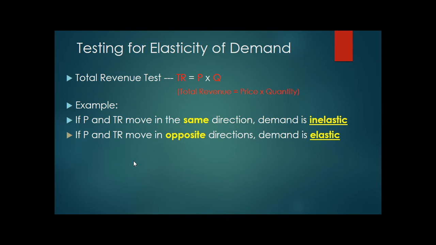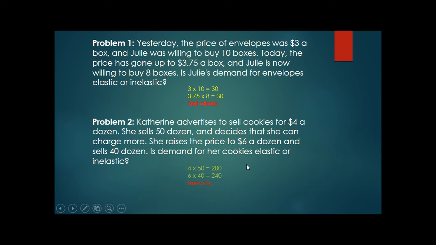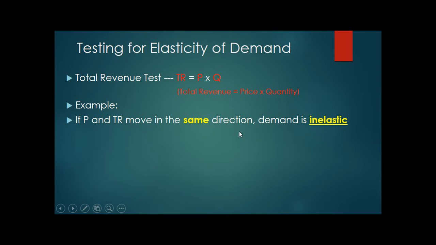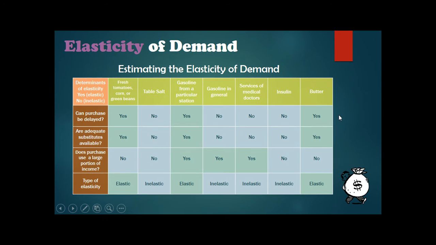Now, if you remember back here, if price and total revenue move in the same direction, demand is inelastic. And if they move in opposite directions, it is elastic. So as she raises her price from $4 to $6, she raises her total revenue from 200 to 240. Therefore, it is inelastic, because price went up, revenue went up, and we know that when price and revenue move the same direction, which in this case is up, demand is inelastic. Next one. Nope, I guess that's it.